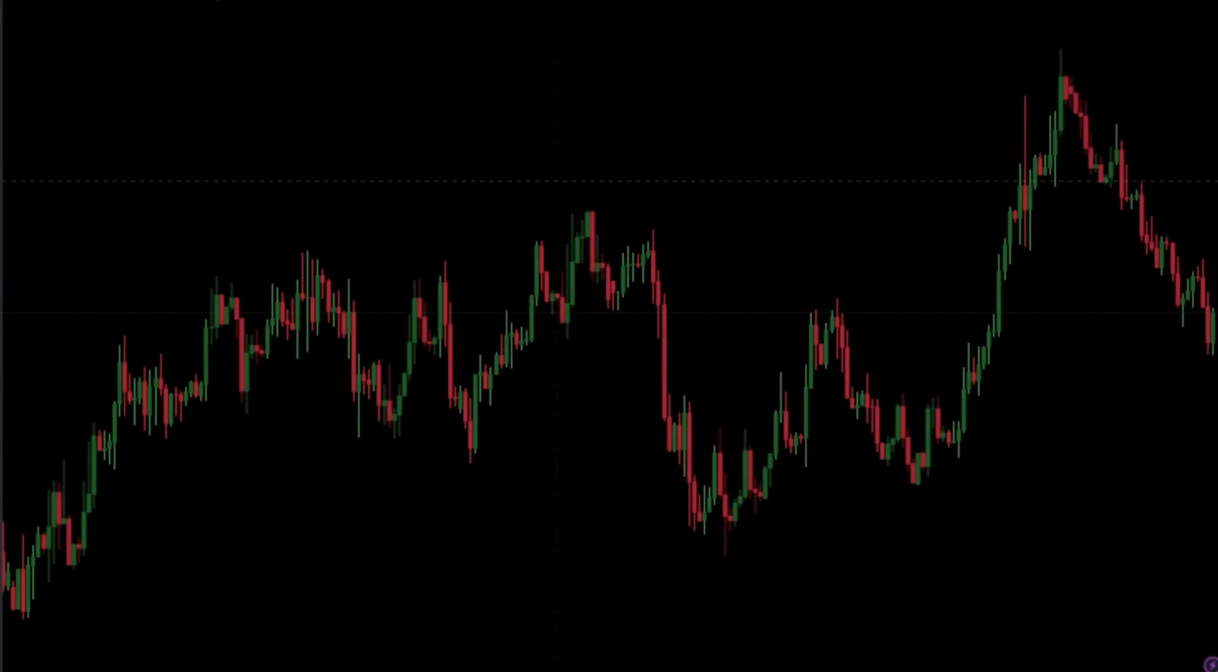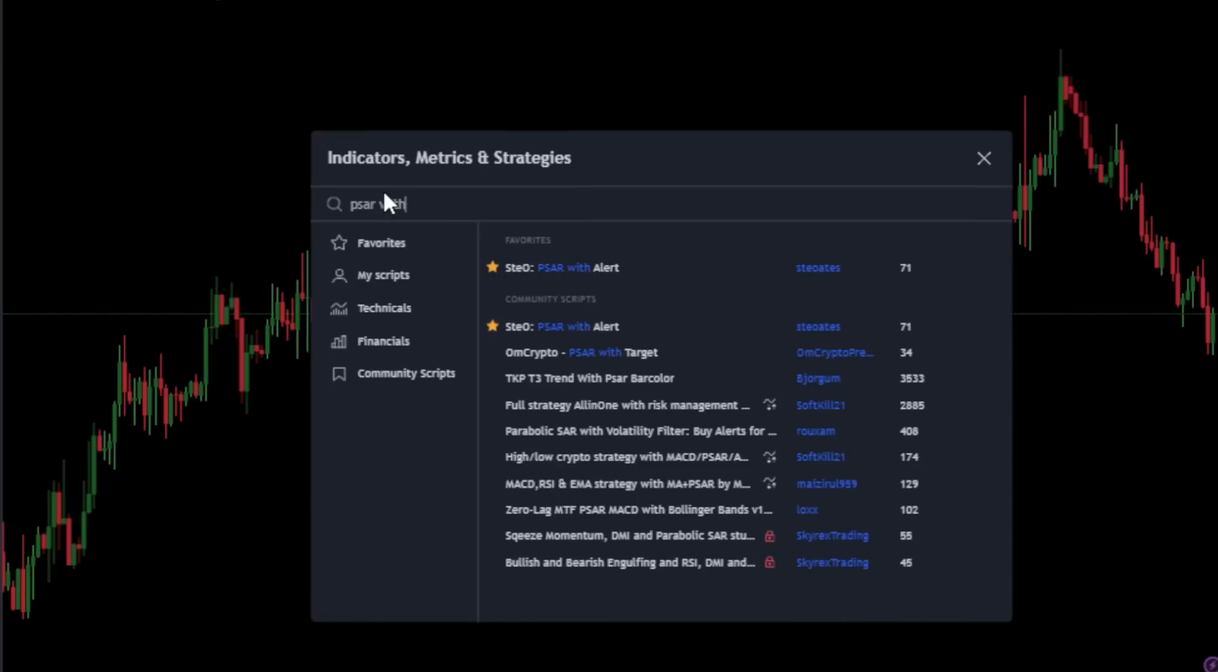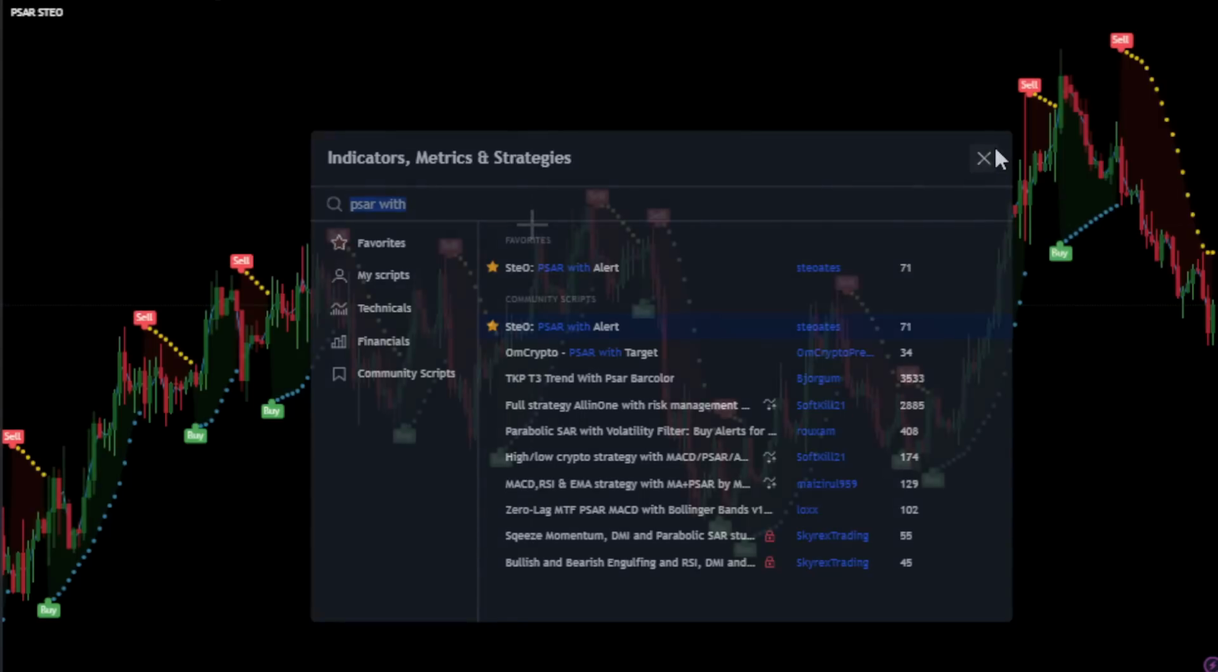For me this is the best indicator to avoid lateral markets. I am sure that if you add it to your strategy you will be able to avoid 100% of lateral markets that only bring you losses. Let's add the famous Parabolic SAR indicator to the chart as a trend indicator. We write PSAR with alerts, and select the one that was created by Stiotes, we leave it by default.